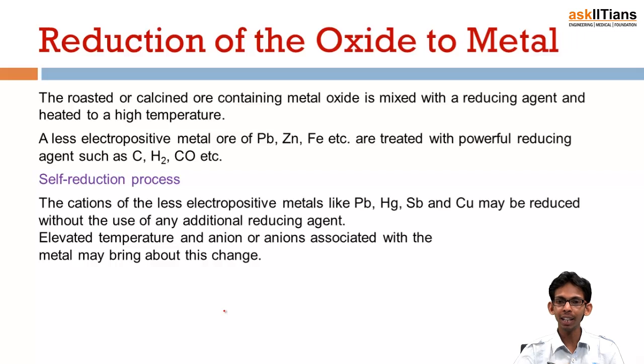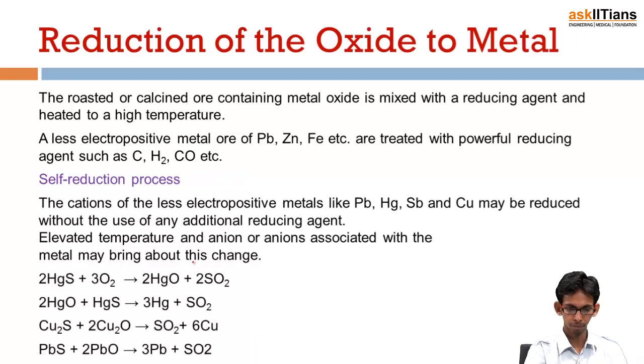Now there is another method which is known as the self-reduction process, and in this, the cations of less electropositive metals like lead, mercury, copper may be reduced without use of any reducing agent. In the previous one we heated the oxide with carbon or carbon monoxide or some other reducing agent, but in the case of some oxides we need not use a reducing agent like carbon or carbon monoxide, just simply heating also works. So elevated temperature and the anion associated with the metal may bring about this change.